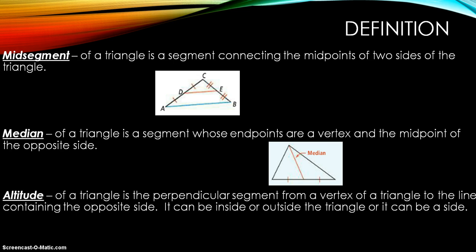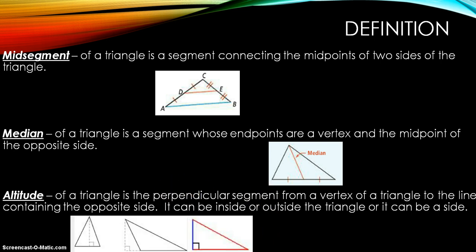And the last one we have is the altitude. The altitude is similar to the median in the idea that we go from the vertex to the opposite side. But the key thing here is that it's going to be a perpendicular segment from the vertex to the opposite side. Now we have 3 cases here. It can be inside, outside, or actually it can be a side of the triangle. So you can see here, this is an example of where it's going to be meeting inside the triangle.